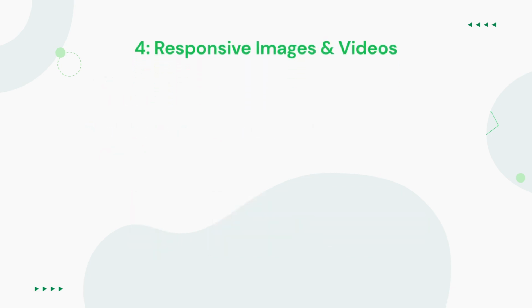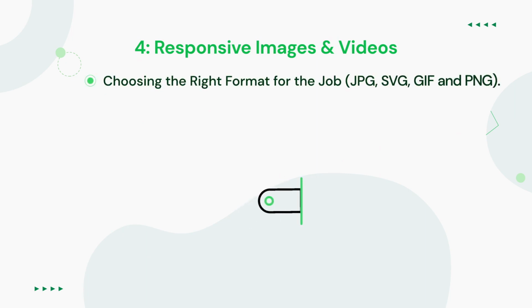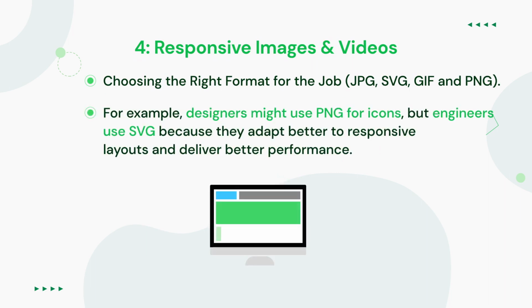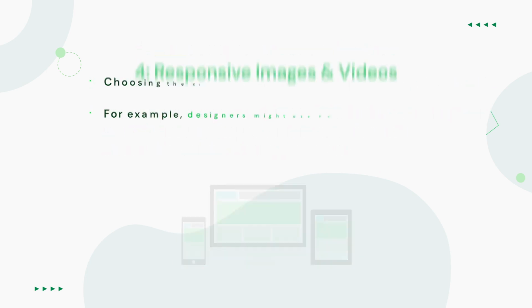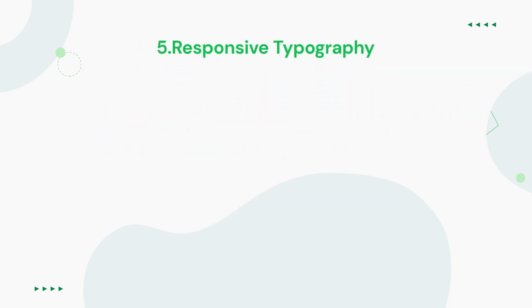Responsive images and videos. Choosing the right format for the job: JPG, SVG, GIF, and PNG. For example, designers might use PNG for icons, but engineers use SVG because they adapt better to responsive layouts and deliver better performance. Responsive typography.